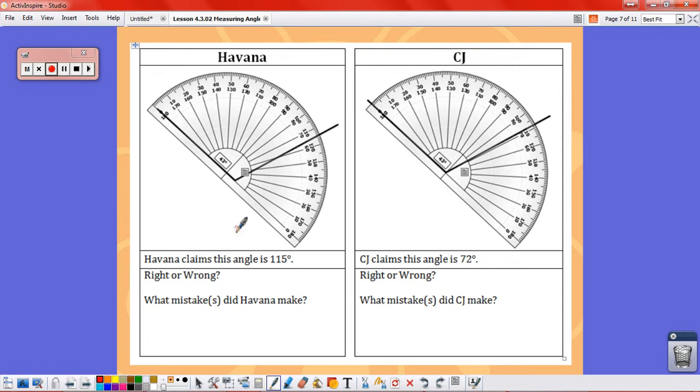Then we have Havana, who claims his angle is 115 degrees. It's not that far from what we said, but it's still wrong. Usually you want to be within 1 or 2 degrees of the correct answer, and this is about 6 degrees off, so it's too big of a difference. So what mistake did Havana make? Well, you can see that the edge is lined up, but the point is not lined up with the vertex. The 0 point and the vertex are in a different place. So she didn't line up the 0 point. She didn't line up the vertex and 0 point.